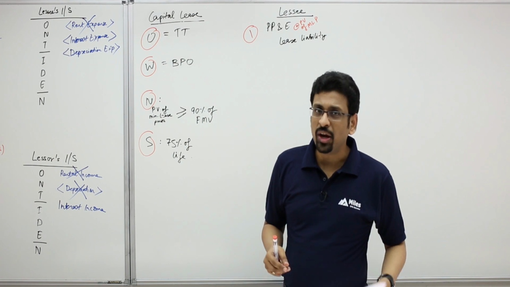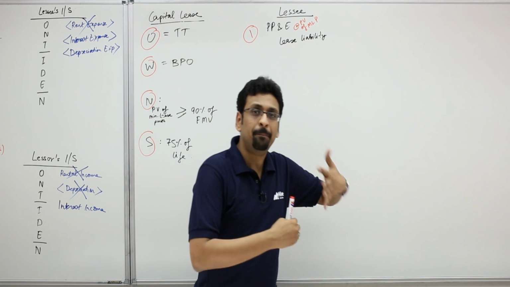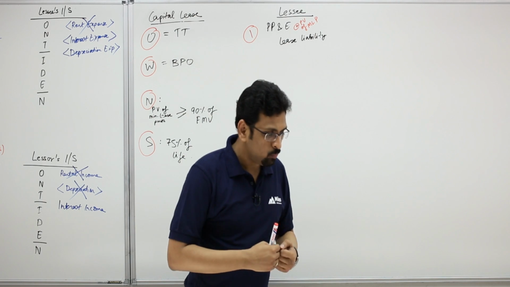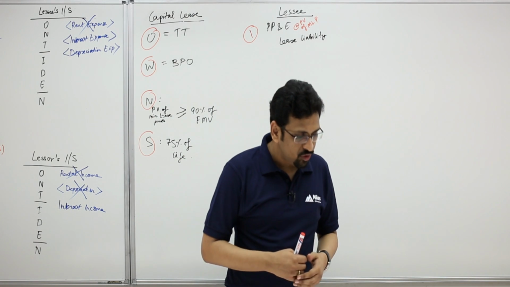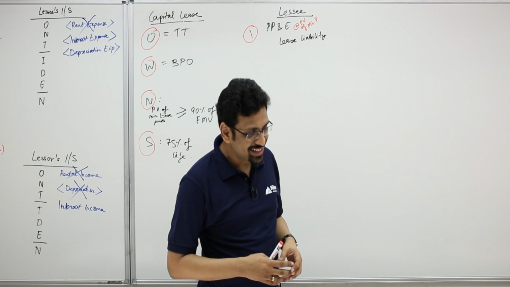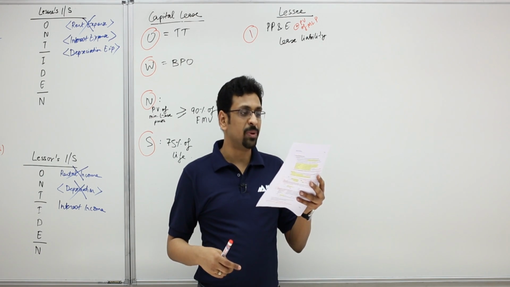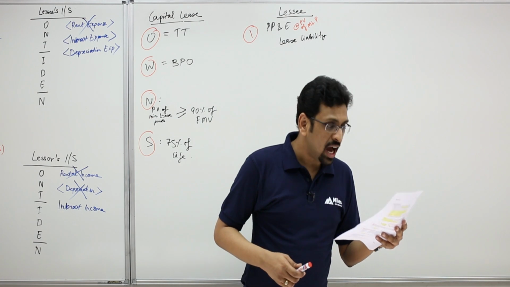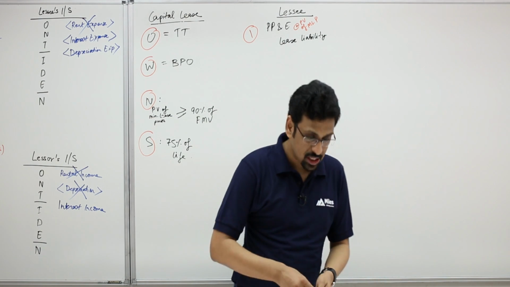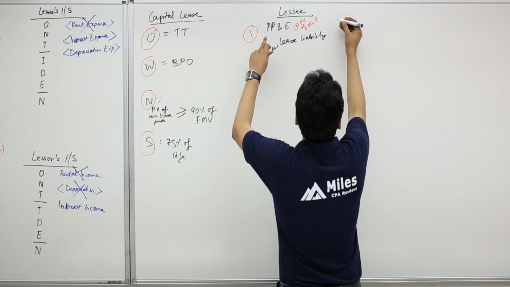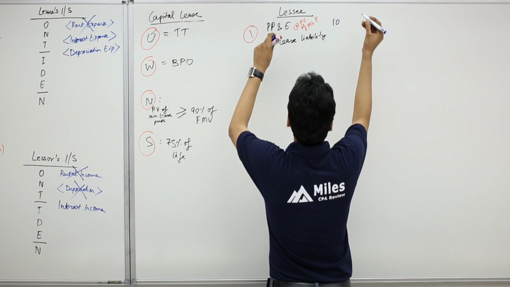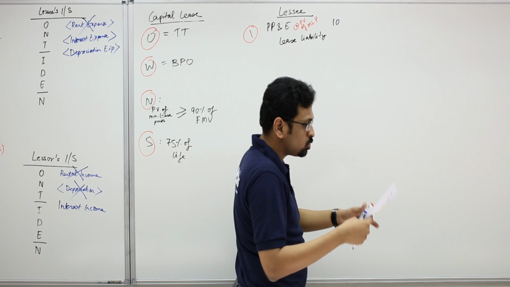So you have $25,000 payable at the beginning of each year, annuity due. They've given us the present value factor for annuity due 4.16987. So $25,000 times this present value factor gives us 104,247. So that's the capitalized asset and liability. So 104,247.